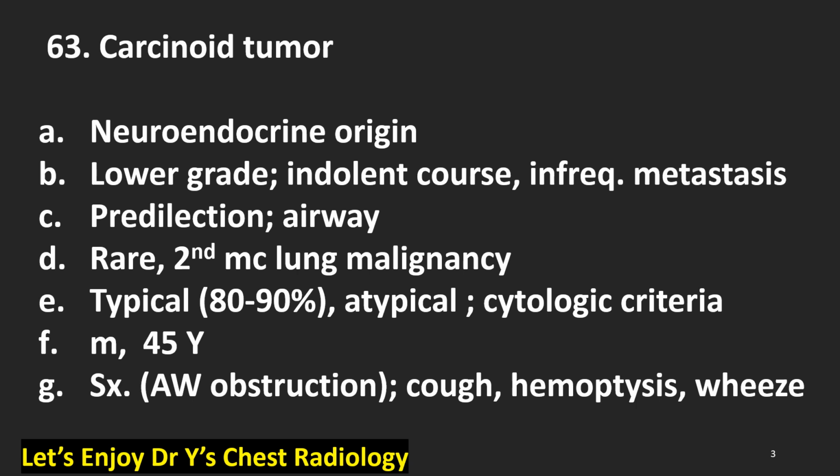Typical carcinoid represents up to 90%, and the others are atypical carcinoid. It is divided by cytology criteria. The mean age of the patients is 45. The symptoms are usually from airway obstruction, such as cough, hemoptysis, and wheeze.